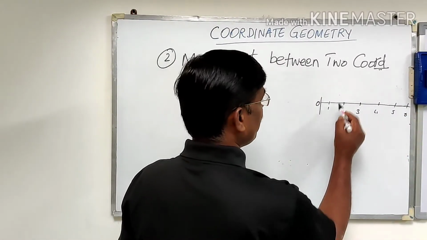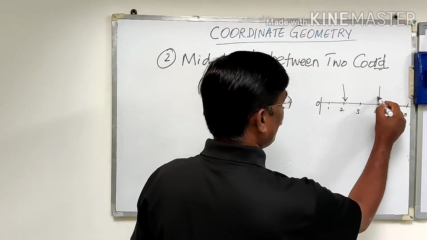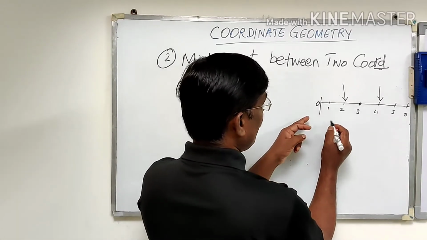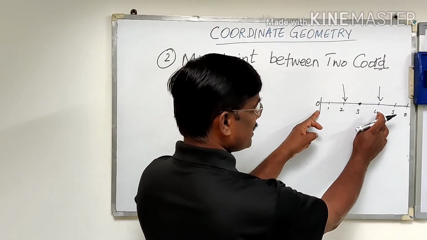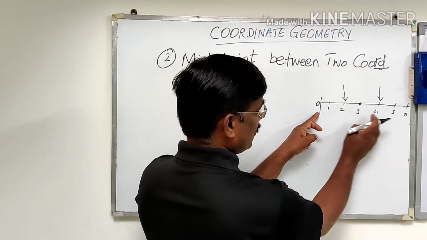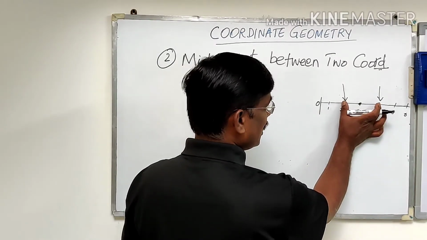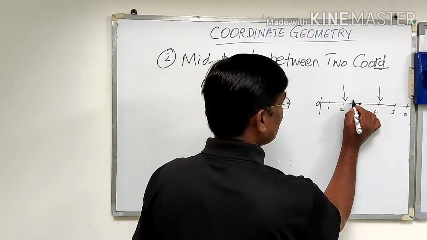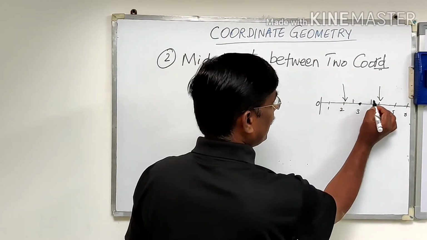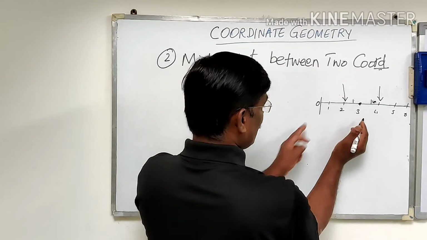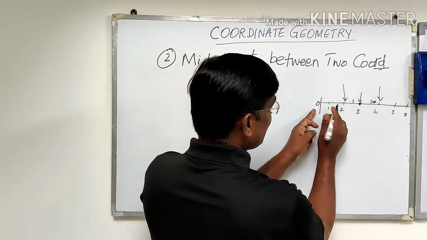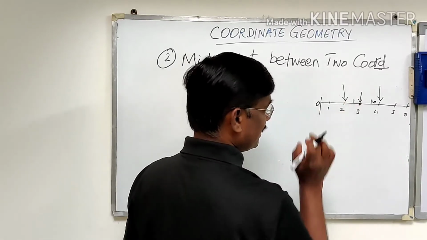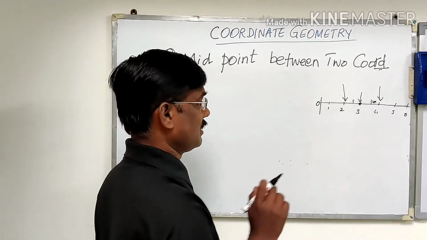What is the midpoint between 2 and 4? 3. Okay, this is 3. Because how? From here it is 4 units, from here it is 2 units. So 4 minus 2 gives 2 units, and we just divide that. You get one unit here and 1 unit here. So the coordinate of 3 is nothing but 2 plus 1 unit, which is 3. I hope you have understood this.